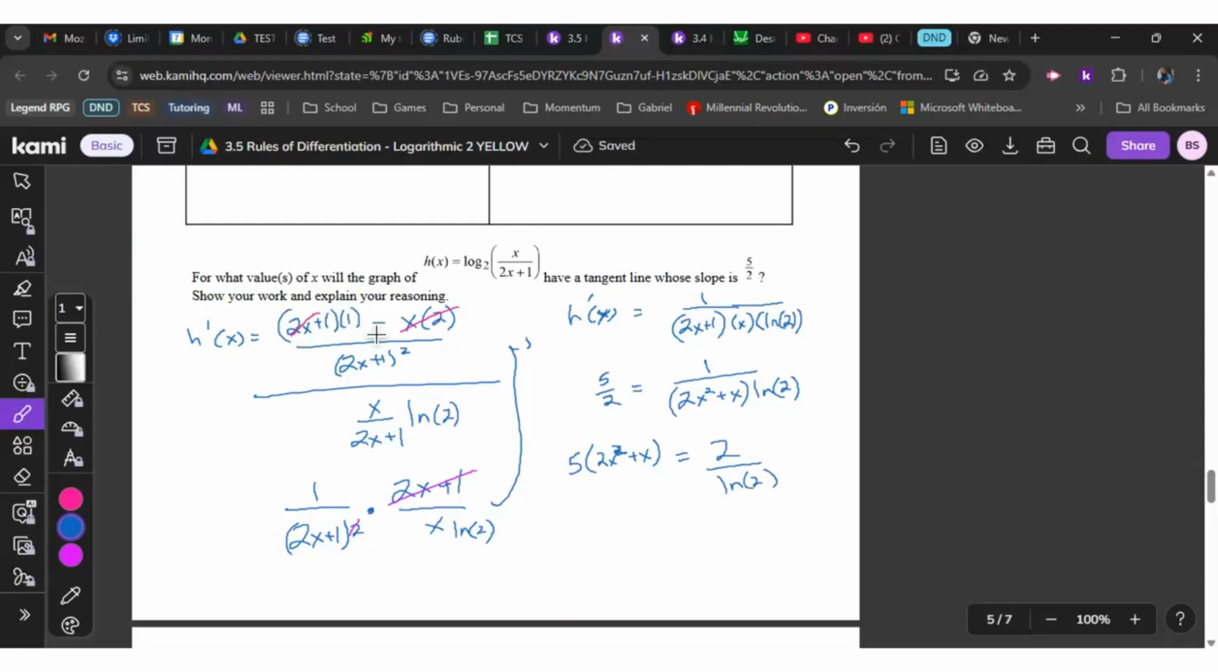Now, at that point, I would probably just put this in my calculator. Probably the easiest way to do that, though, is actually to move it all to one side. And so, if we multiply it out, it would be 10x squared plus 5x minus 2 over ln of 2. And that's equal to 0. Put that in our calculators. We're going to get that the answers are negative 0.842 and 0.342. And so that's going to be the two places where our slope will be equal to that. And that's going to be it, guys.